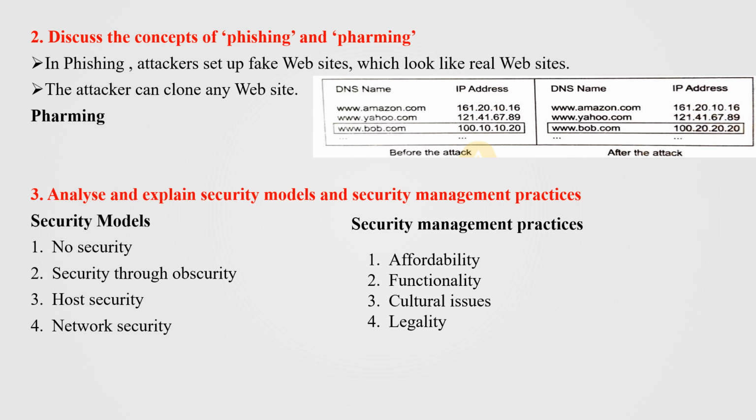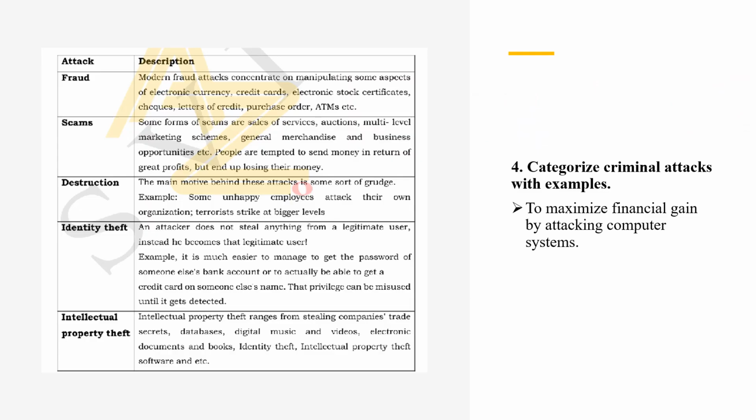No fake things, fake software may be downloaded. And moving on to the next question, categorize criminal attacks with examples. So here, why criminal attack is happening: the only motive is to gain some financial items.